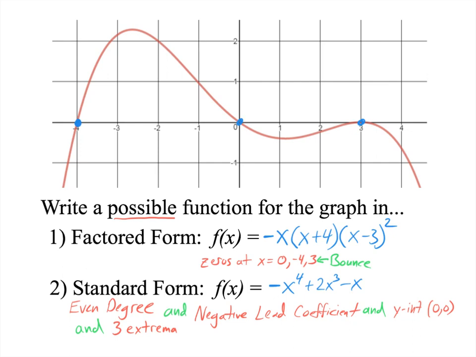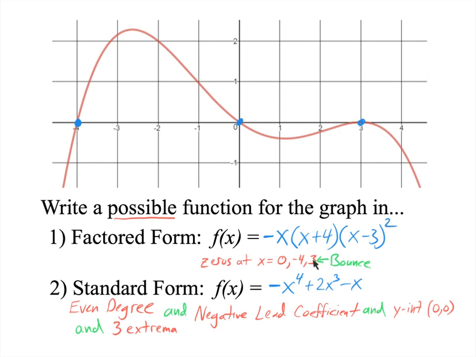So for this question, we want to find the possible function for this graph. Now to get factored form, we look at the zeros. As you can tell, my zeros are 0, negative 4, and 3. And you see the bounce here because it's bouncing. So that 3, as you can tell right here, has a squared on it.